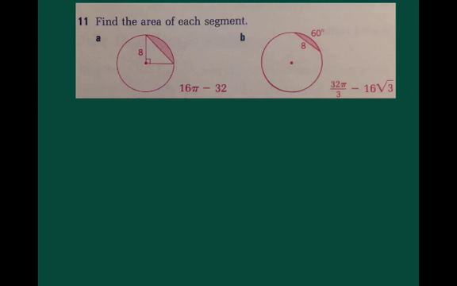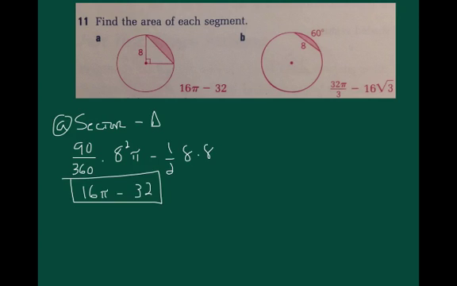So in 11a, we're going to find the area of the sector minus the area of the triangle. The area of the sector will be 90 over 360 times 8 squared pi, minus the triangle, which is a right triangle, so that's just going to be 1/2 leg times leg. That gives us a final answer of 16 pi minus 32.